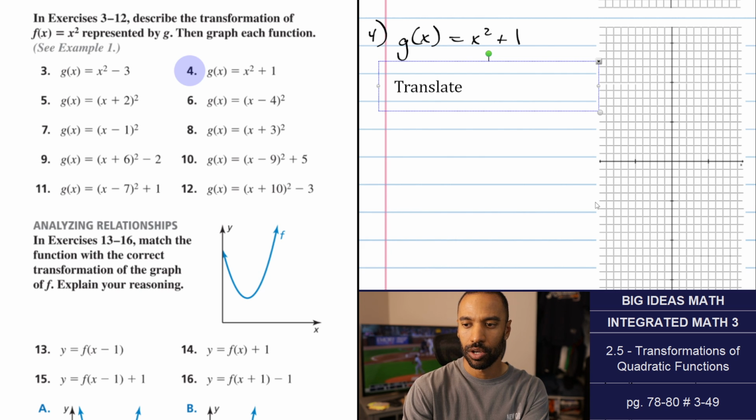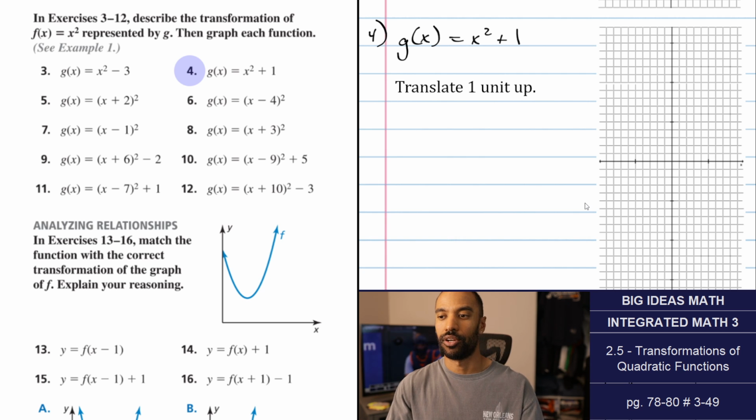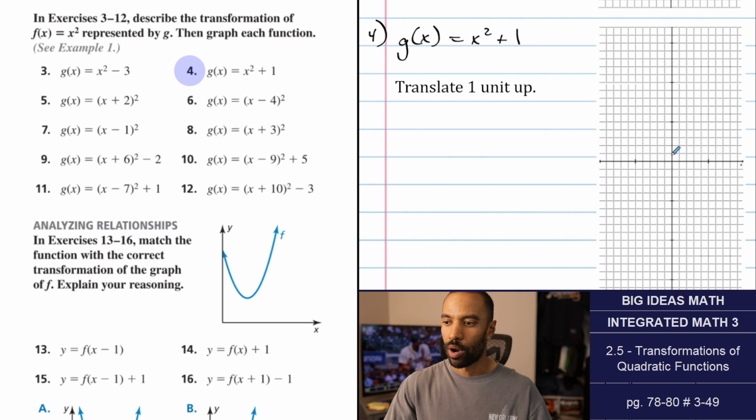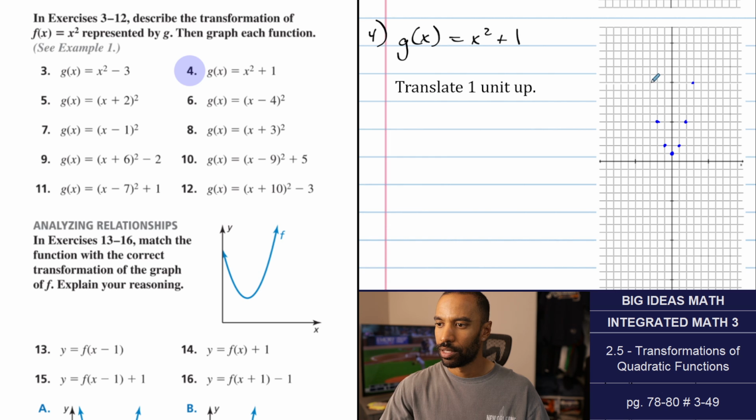So we're translating 1 unit up, and maybe you're already along with me on it. Maybe you did this in IM2, and you're like, it's clicking. I get it. Good, good, good. So 1 unit up. That's a k value of 1. Let's go 1, 1. Let's reflect it now. 2, 4. Let's reflect it now. 3, 9. And 4, 16.